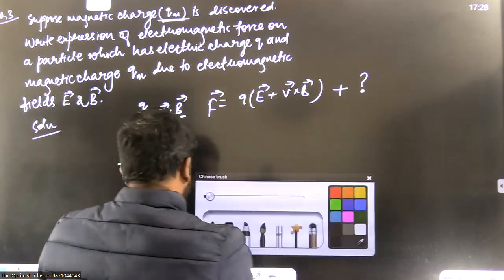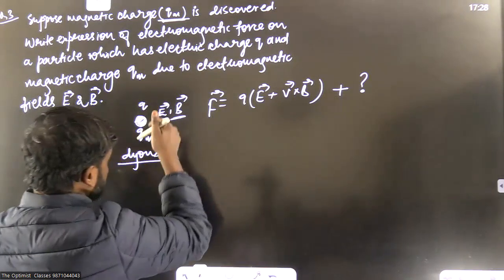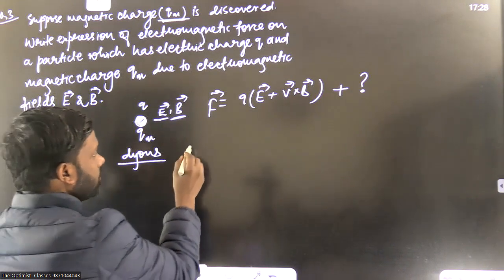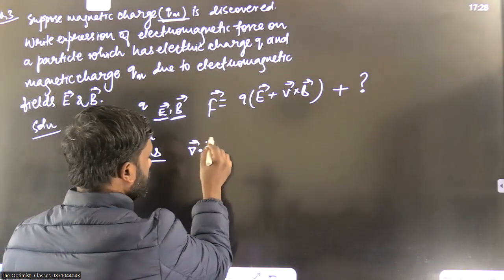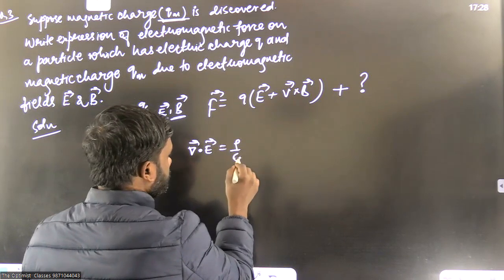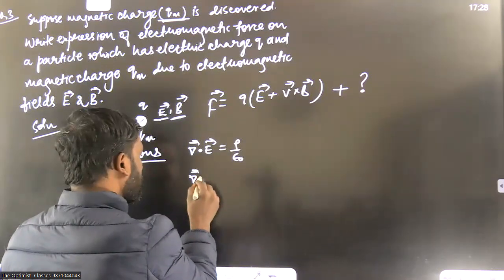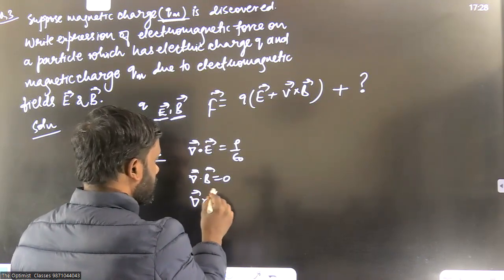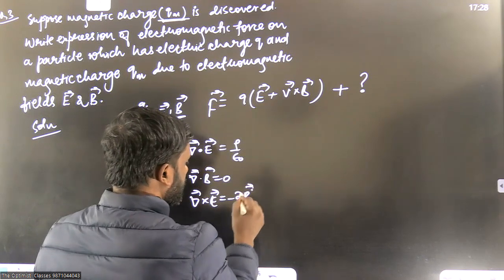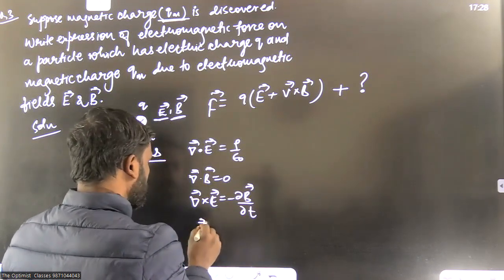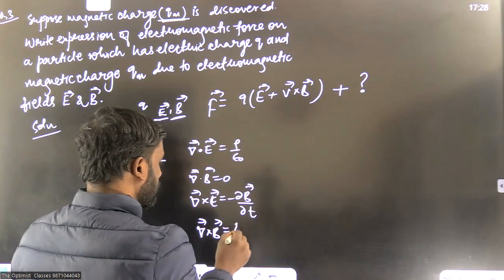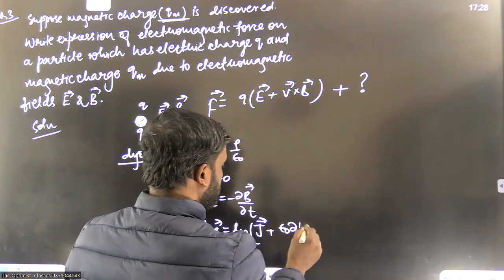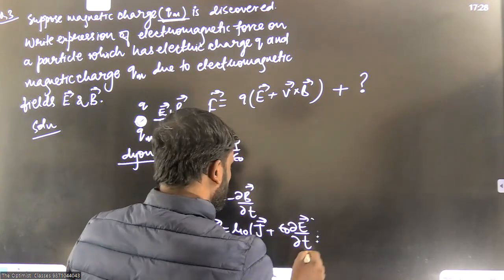What I'm going to do is, first of all, let us write Maxwell's equations before the magnetic monopole is discovered. We write Maxwell's equations like this: del dot E is equal to rho by epsilon naught, and del dot B is equal to 0. The third equation is del cross E is equal to minus del B by del t, and the fourth equation is del cross B is equal to mu naught J plus mu naught epsilon naught del E by del t. These are Maxwell's equations.